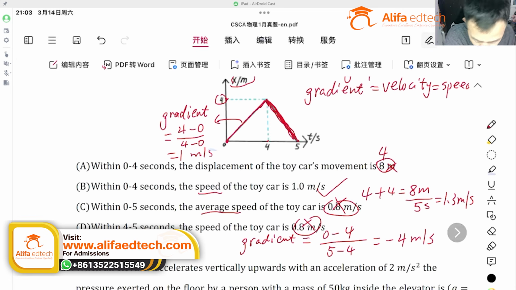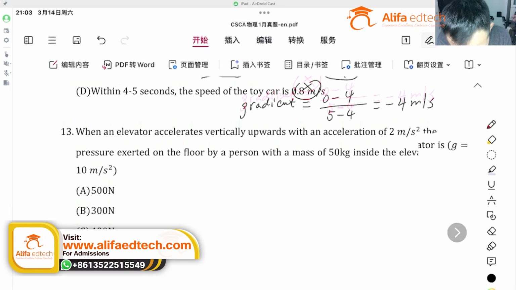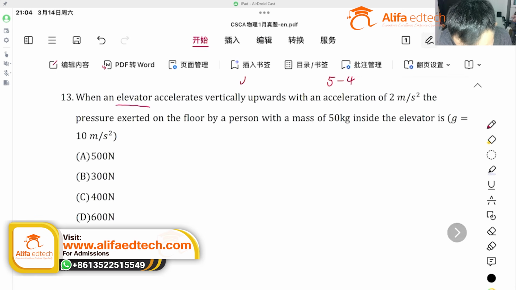那么13题，when an elevator accelerates upwards with acceleration of 2 meters per second square, the pressure exerted on the floor by a person with a mass of 50 kg inside the elevator is. Here we must know the pressure exerted on the floor by the person equals the support force. 它等于支持力, the support force on the person by the floor.